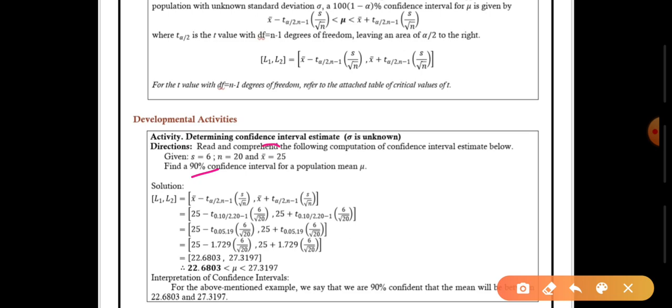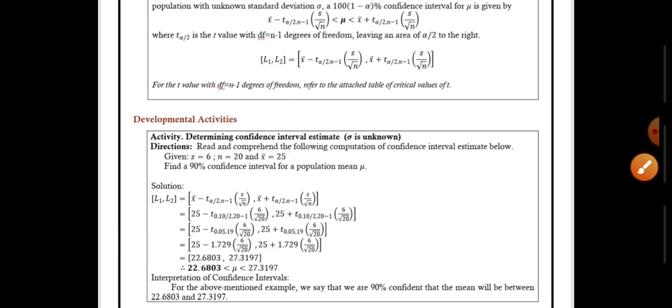So our mean is 25 minus, since 90% is the same as 10% or 0.10, alpha over 2. Then 20 minus 1 is our degrees of freedom. It's going to be 19. So our t sub 0.05 on the left side of our interval, and on the right side just change subtraction to addition. We have to remember our given, which is 25 for our mean. Referring to our table, we just have to look for the value of t sub 0.05 with the degrees of freedom of 19.